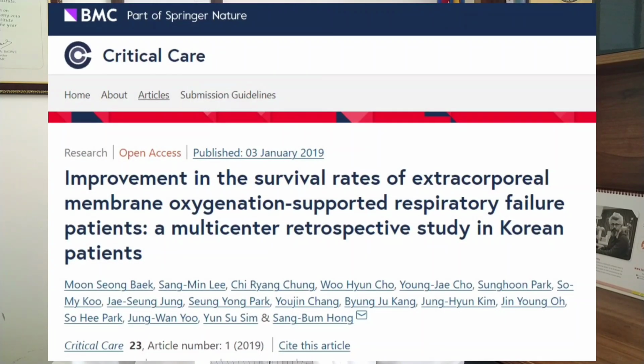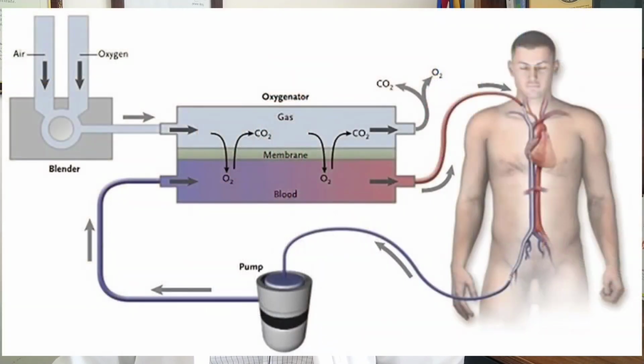Nowadays, ECMO has become more reliable with improvement in equipment and increased experience, which is reflected in improving outcomes in recent studies. ECMO involves draining blood from venous circulation, pumping it through an artificial lung where oxygen is added and carbon dioxide is removed, and then returning the warmed, purified and oxygenated blood back to either the venous or arterial circulation.